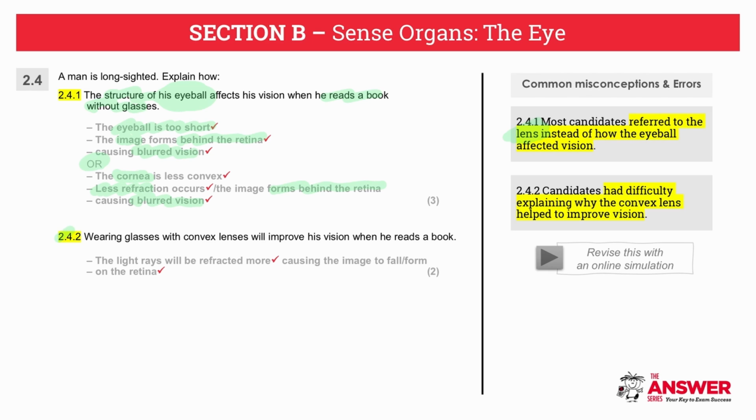And then question 2.4.2 about the wearing of convex lenses that could improve this. What does the convex lens do? It increases the refraction of the light rays. More refraction occurs. The image will then form on the retina and you can actually see it.